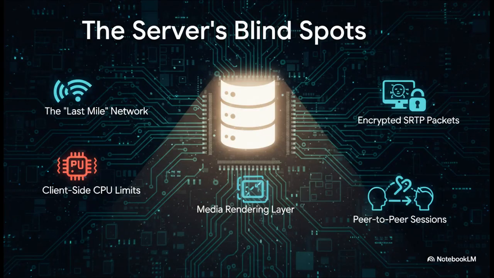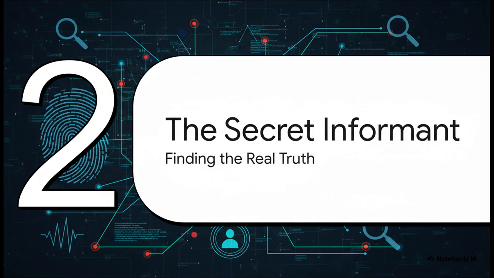Think about what your server can't see. It has zero visibility into the most important parts of the call. It can't see the user's spotty last-mile Wi-Fi connection, where all the packet loss happens. It has no idea if the user's laptop is about to overheat. It can't see the media rendering layer, and since all the media is encrypted, it can't even peek inside the packets to see what's going on. So if the server is flying blind, we need an inside source. We need a secret informant, someone on the ground who can tell us what's really going on.